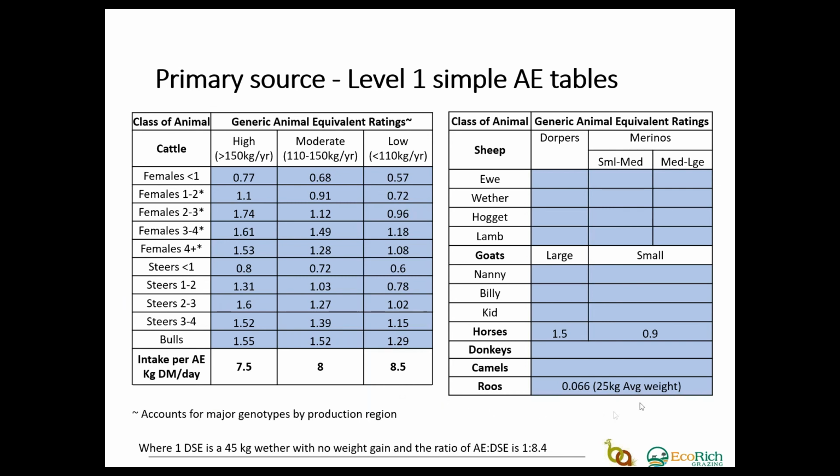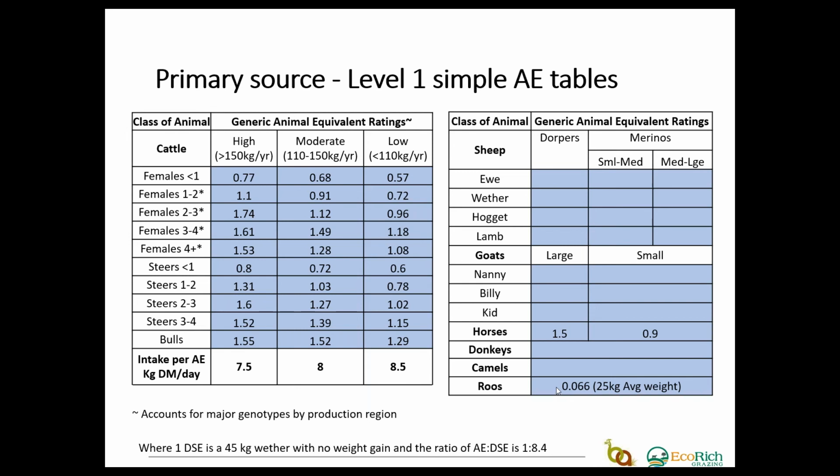We plan to also have a similar table that caters for sheep, larger sheep, merinos and goats, large and small, and of course other animals as well. And we're going to take some of the outcomes of the research, literature review research done by Lester Paul, and just adjust the adult equivalent rating of roos. But I think that's it right there, 0.066 for each roo.